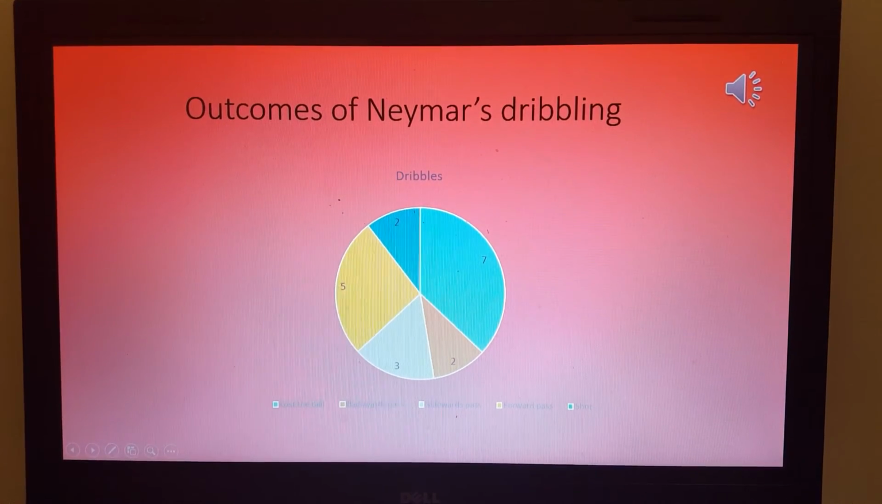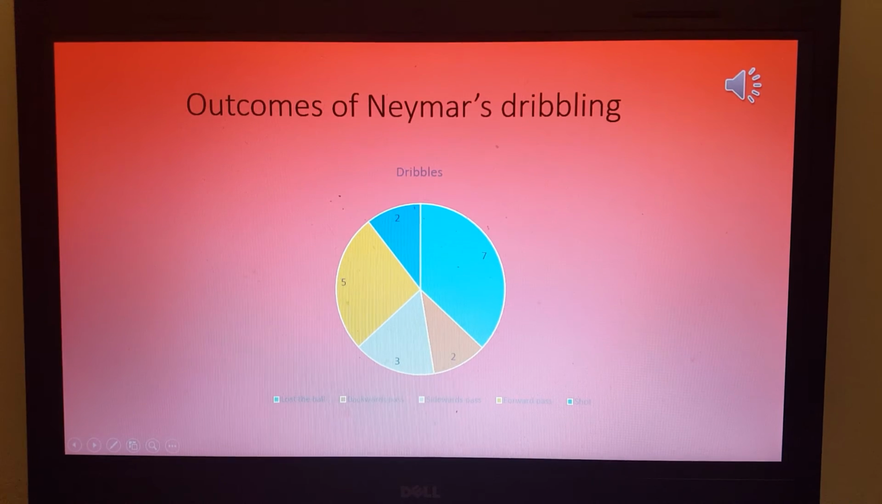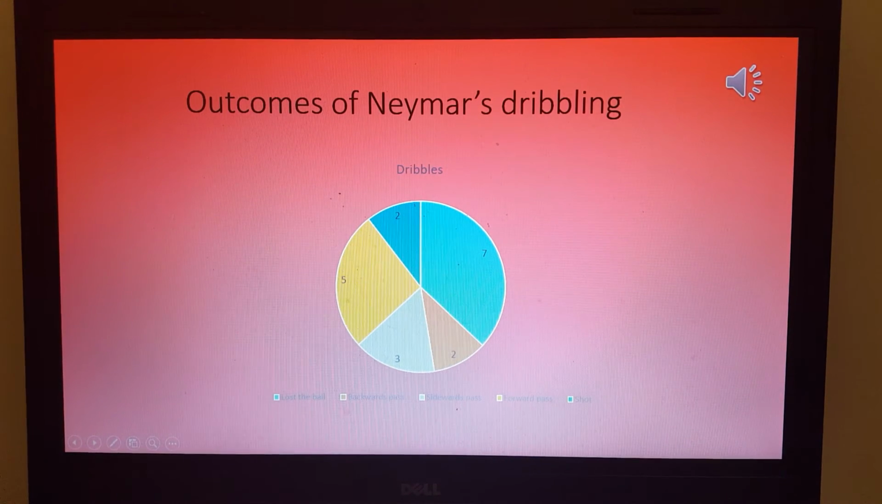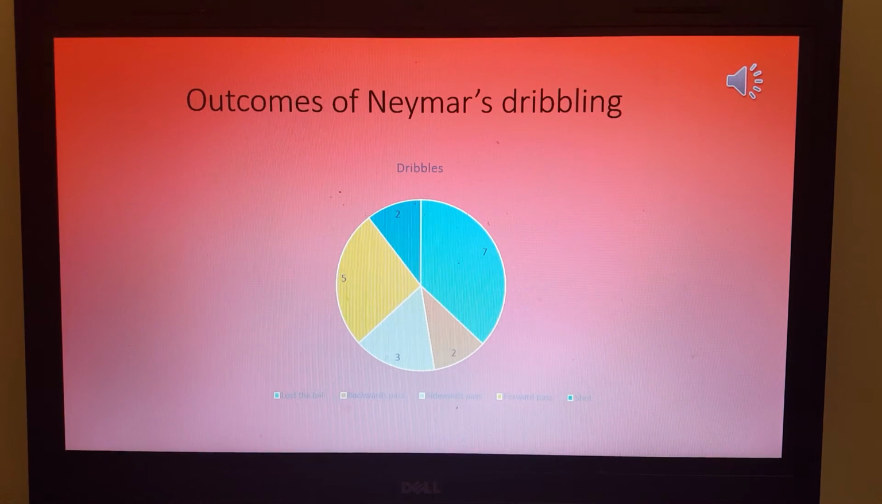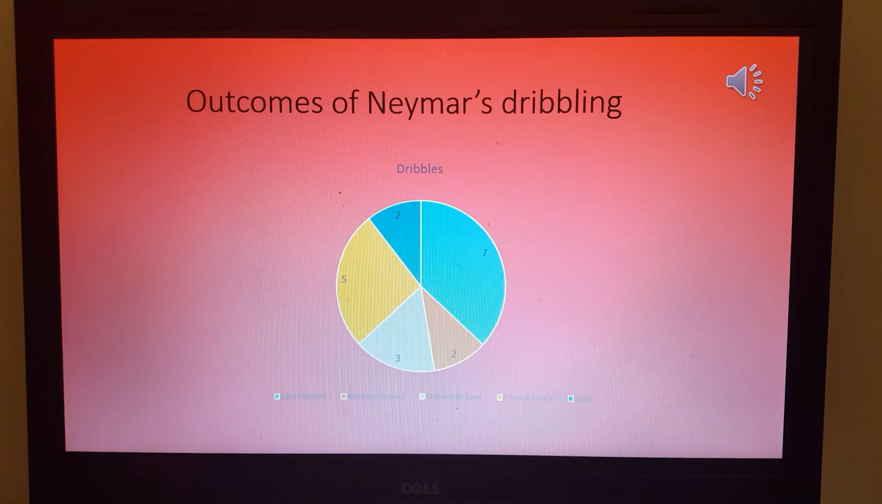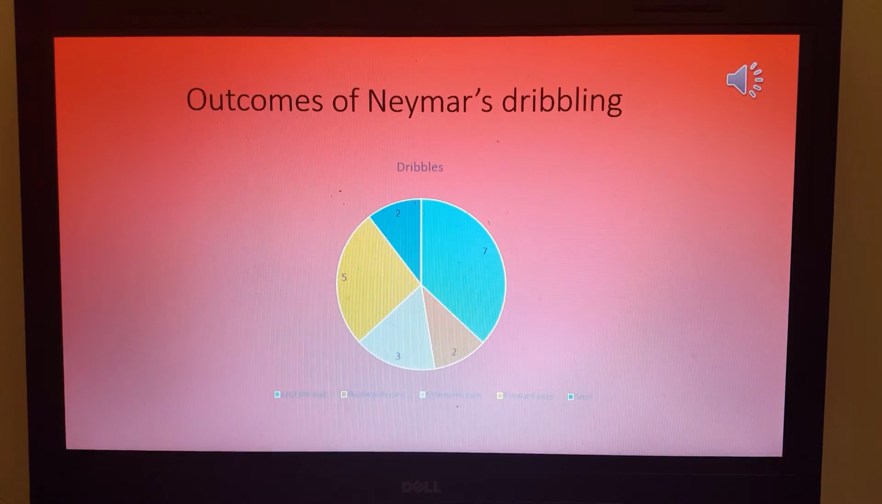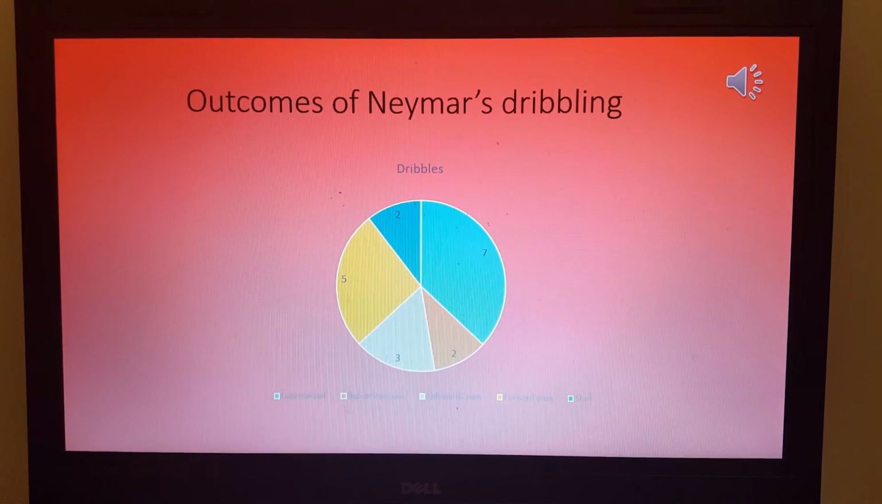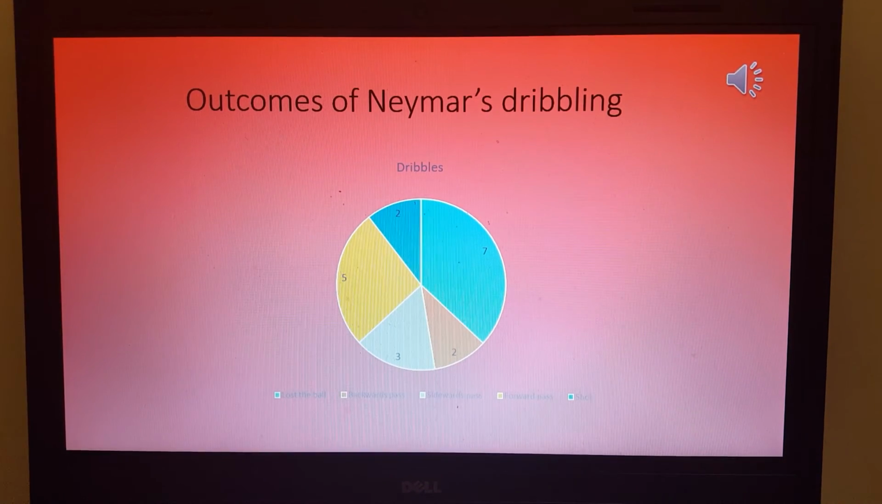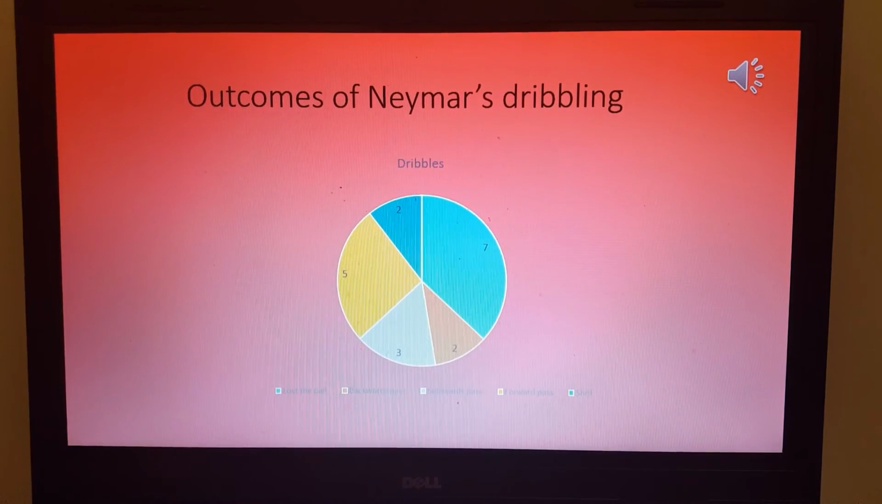So here, based on Neymar's attempted dribbles, we're going to see what he did with them. We know that 7 of them he lost the ball, right? So about a third. But from this pie chart here, we can see that 5 times he made a forward pass, which I suppose is good. 3 times a sideward pass, twice a backwards pass, and then twice more had a shot on goal.